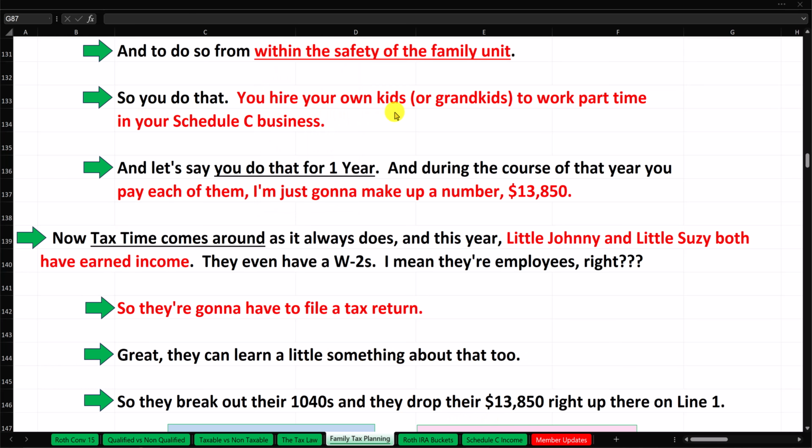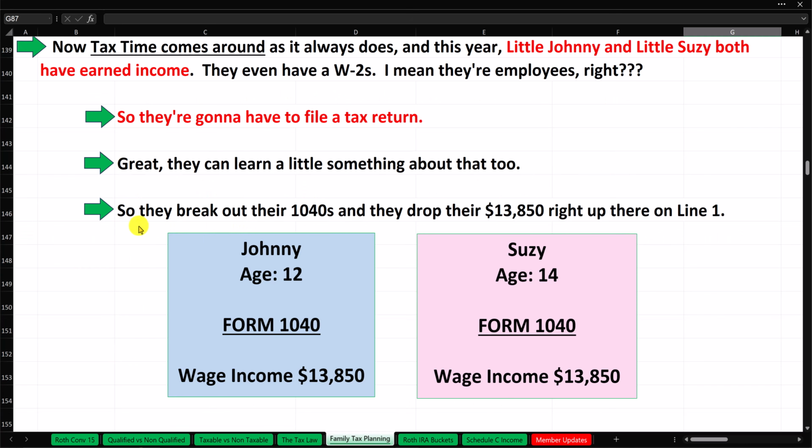You hire your own kids or grandkids to work part-time in your Schedule C business. And let's say you do that for 1 year, and during the course of that year, you pay each of them, I'm just gonna make up a number, $13,850. Okay, now tax time comes around, as it always does, and this year, little Johnny and little Susie both have earned income. They even have W-2s. I mean, they're employees, right? So they're each going to have to file a tax return, and great, they can learn a little something about that too. So they break out their 1040s and they drop their $13,850 right up there on line 1.